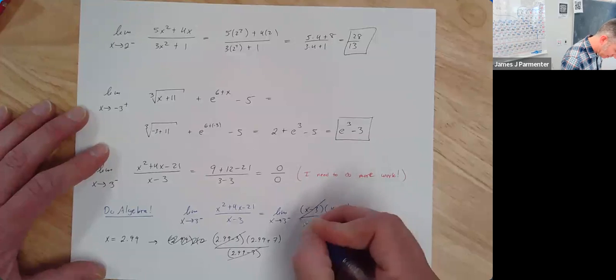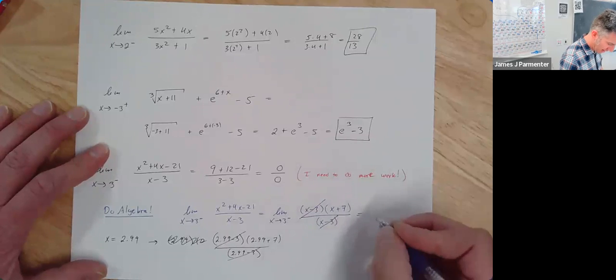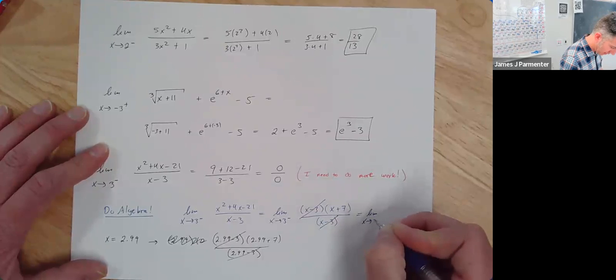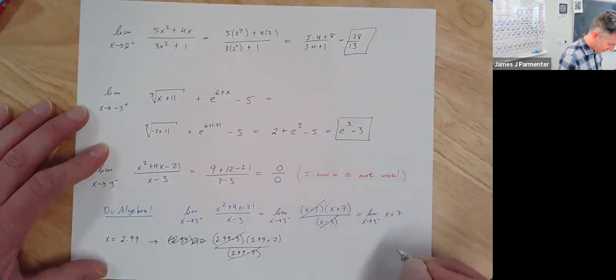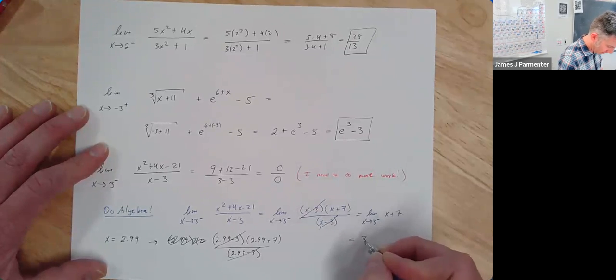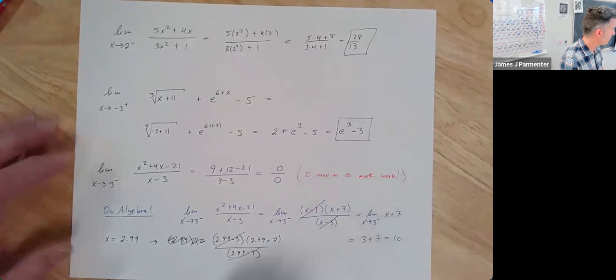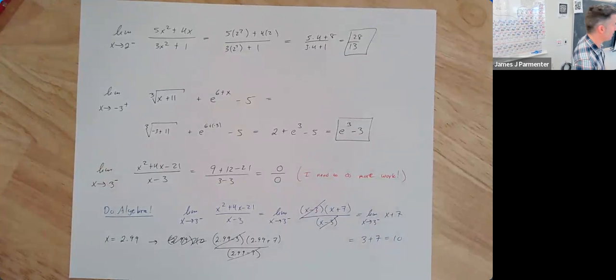When they cancel the x minus 3 and the x minus 3, and then I have the limit as x approaches 3 from the left of x plus 7, then I can just plug it in and get 3 plus 7, which is 10. So the whole idea is you're allowed to cancel these factors that would make it 0, because they're not actually 0, because we're not actually plugging in 3. This is the thing that we do a lot: we're trying to find a limit, we get a 0 over 0, we do some algebra, we make some stuff go away, and then we plug it into the rest.